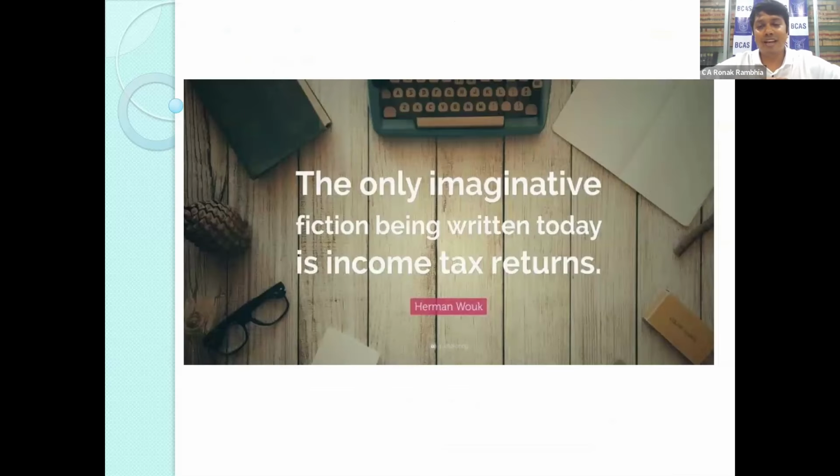As Herman Wouk has also mentioned, the only imaginative fiction being written today is the income tax return. I have tried to cover whatever are the important schedules in the income tax forms. There may be a lot more when you are actually sitting to file an income tax return. There are tutorials or YouTube lectures also on the income tax portal, which one can see and take the benefit of.